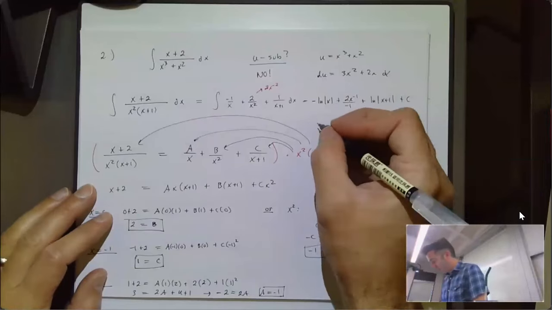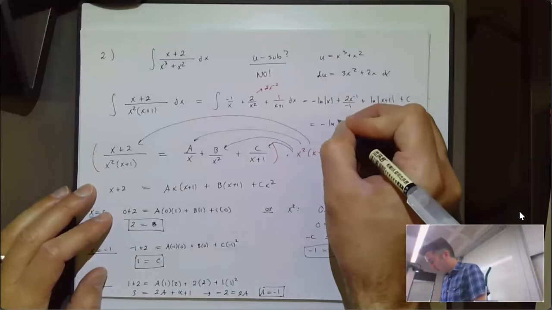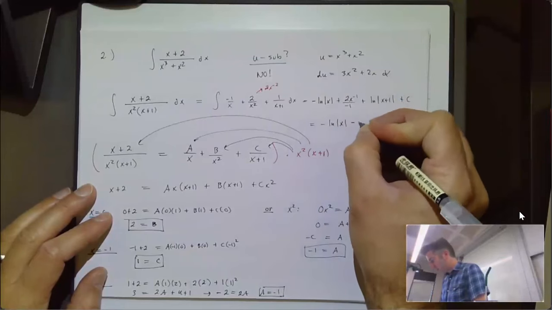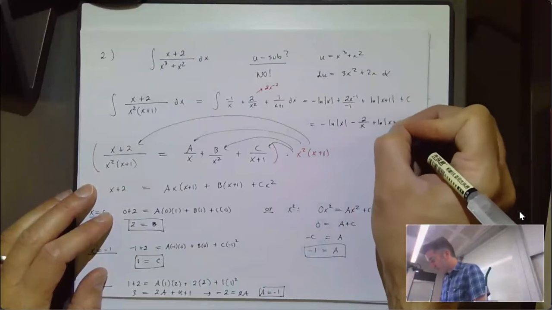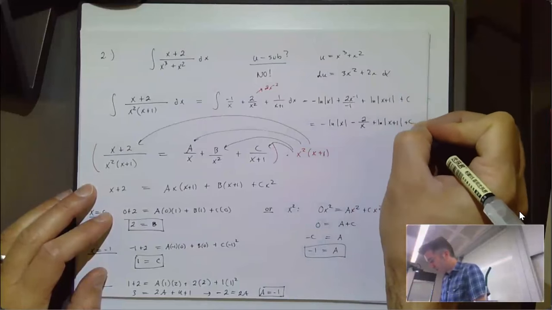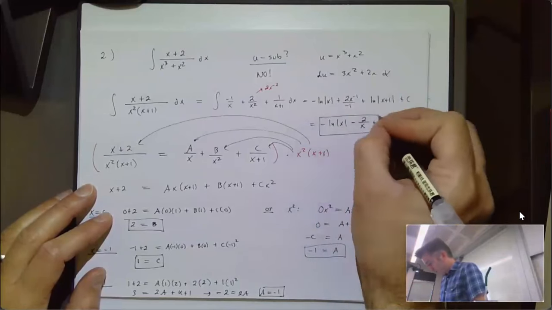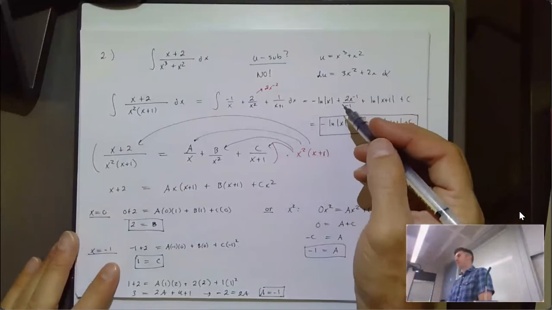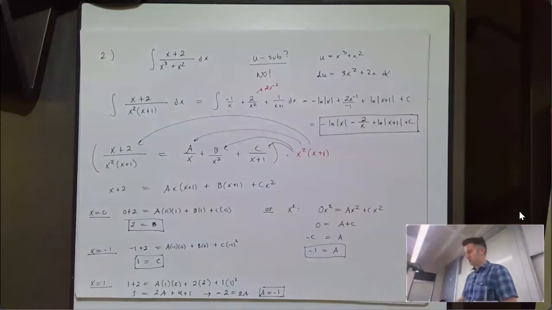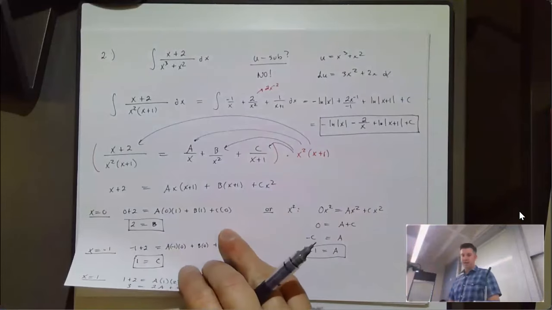And then I would never leave this like this, right? I would definitely rewrite this as negative natural log of the absolute value of x minus 2 over x plus the natural log of the absolute value of x plus 1. It's not wrong to leave it like this. It just feels so unsimplified that it just hurts my heart to leave it like that. So I have to change it. But you can probably leave that on a test and be okay. But you should simplify that. It's super easy to simplify.